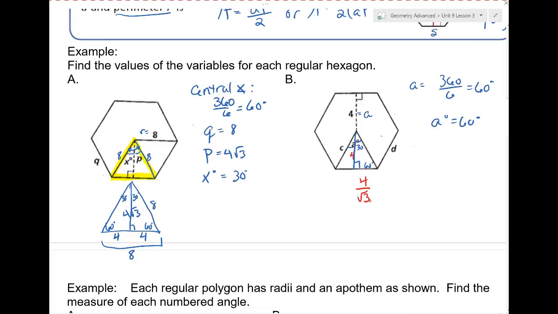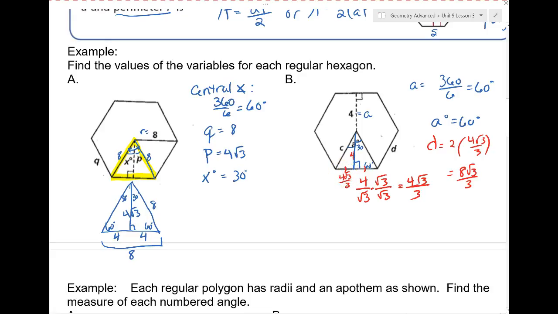Oh, look, I have to rationalize the denominator. So that's 4 root 3 over 3, and that's just half, my friends. So to get to D, do I need to double it? 4 root 3 over 3. I get 8 root 3 over 3. So, I mean, those are all 4 root 3 over 3.